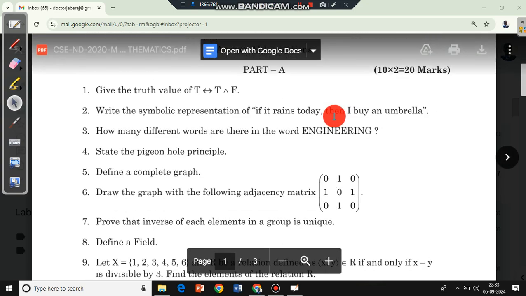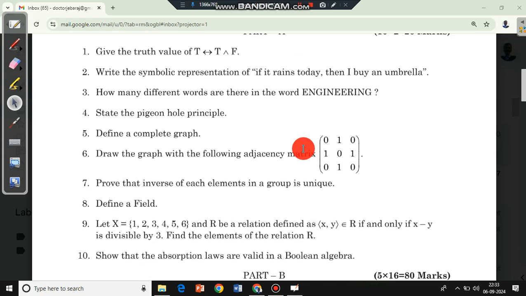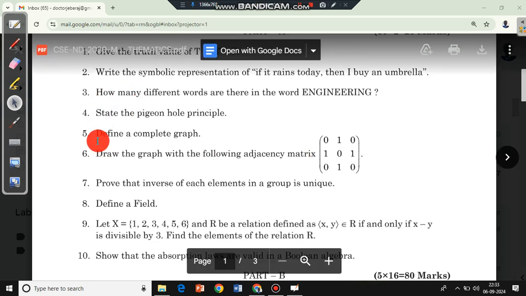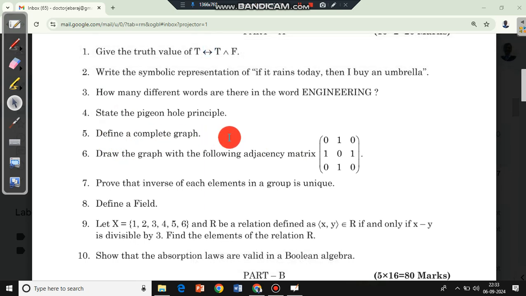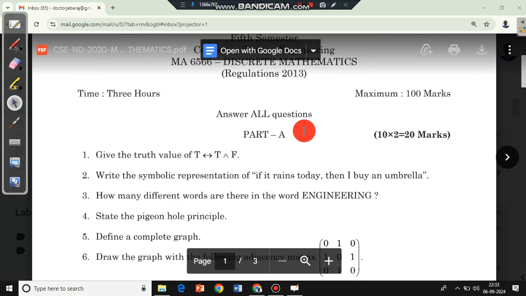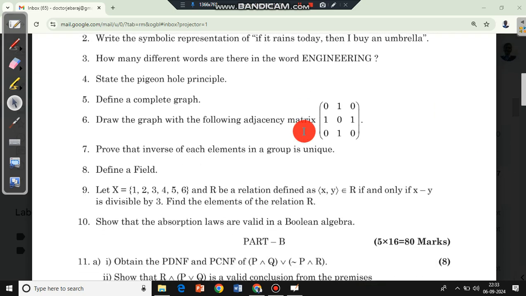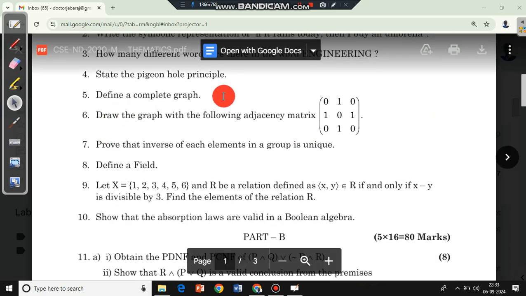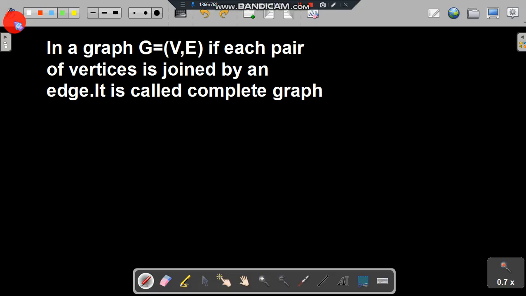Now let us take the third unit question, a 2-mark question first, and this is what: define a complete graph. That is what the question asked in 2020 by Anna University. Now let us discuss that. Define a complete graph. Now I want to open the screen, and this is the definition of that.